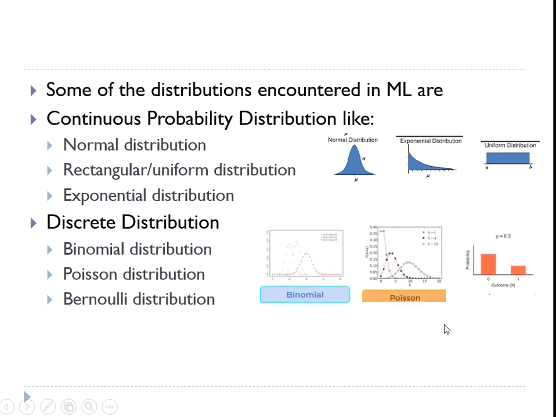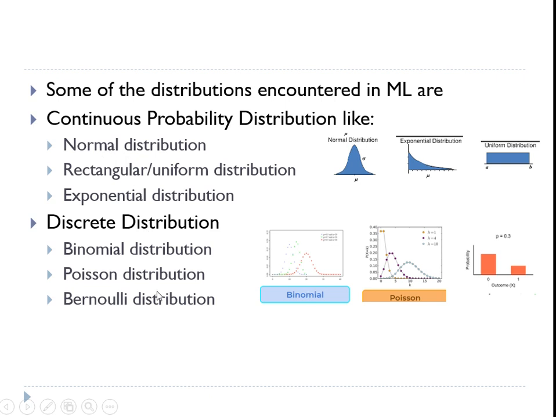And this is how the curves of discrete distributions look. Since they are discrete values, you can see the discrete values here. This is a binomial distribution, this is a Poisson distribution, and the last one is the Bernoulli distribution. Now let's begin with the first one. We will discuss each one in detail.